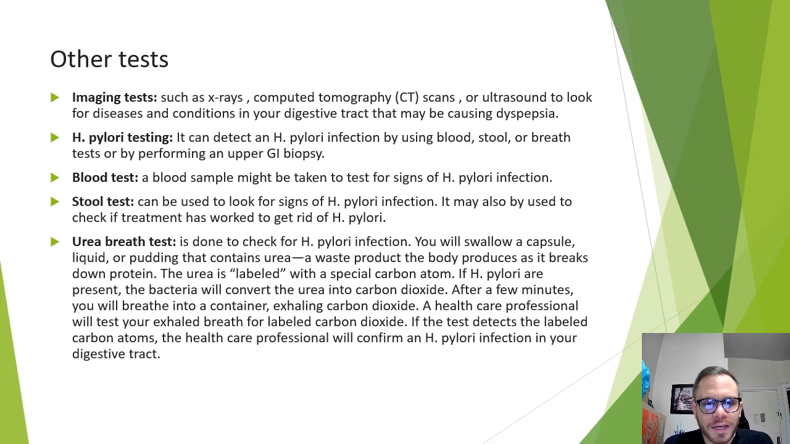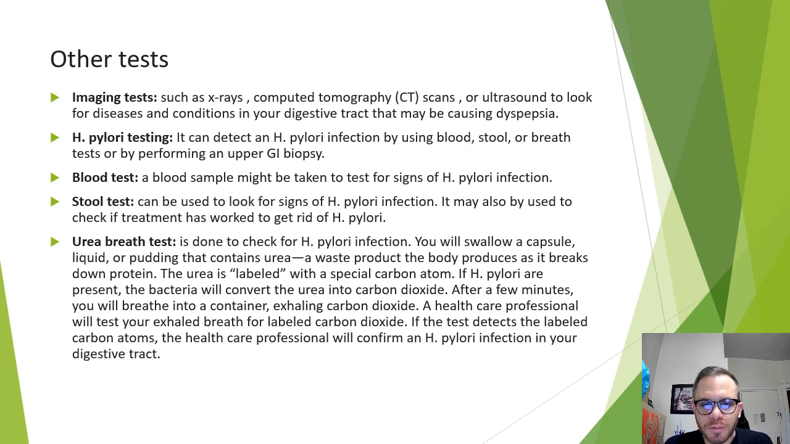Blood test. A blood sample might be taken to search for signs of H. pylori infection. A stool test can be used to look for signs of H. pylori infection. It may also be used to check if treatment has worked to get rid of H. pylori. Urea breath test is done to check for H. pylori infection. You will swallow a capsule, liquid, or pudding that contains urea, a waste product the body produces as it breaks down protein.